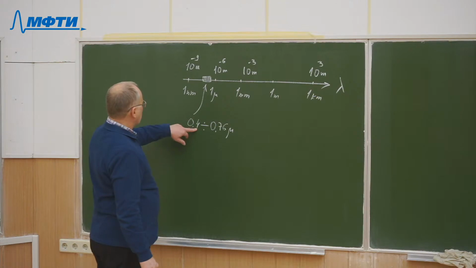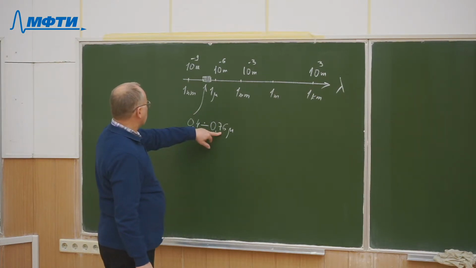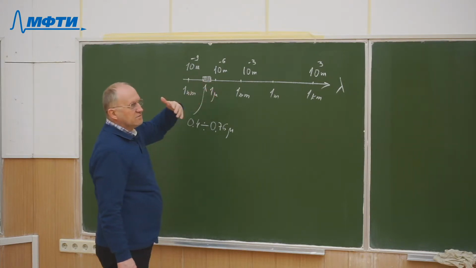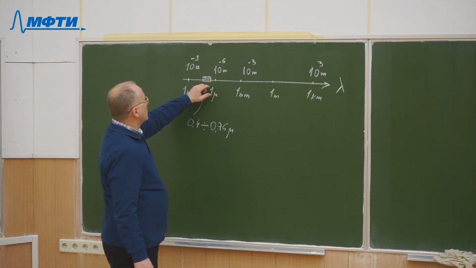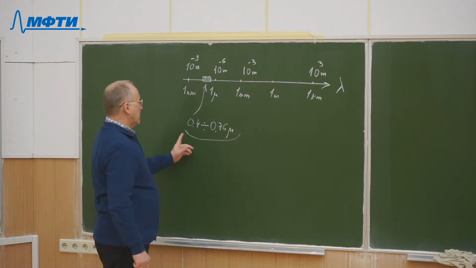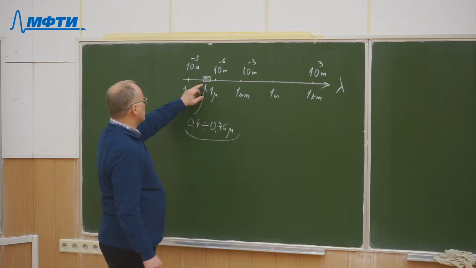That is about 400 nanometers up to 760 nanometers. That's a short range of wavelengths which constitutes visible light. What we can see with our eyes is the radiation having these wavelengths in this region. That is the range of wavelengths of visible light.